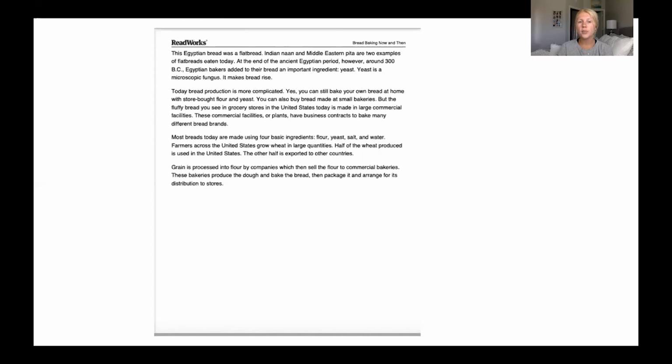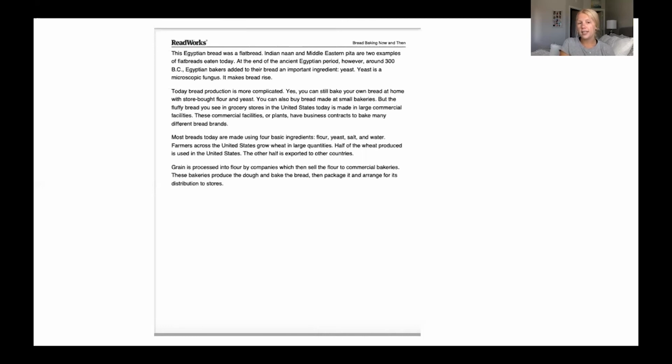Today, bread production is more complicated. Yes, you can still make your bread at home with store-bought flour and yeast. You can also buy bread made at small bakeries. But the fluffy bread you see in grocery stores in the United States is made in large commercial facilities. These commercial facilities or plants have business contracts to make many different brands of bread. Most breads today are made using 4 basic ingredients: flour, yeast, salt, and water.